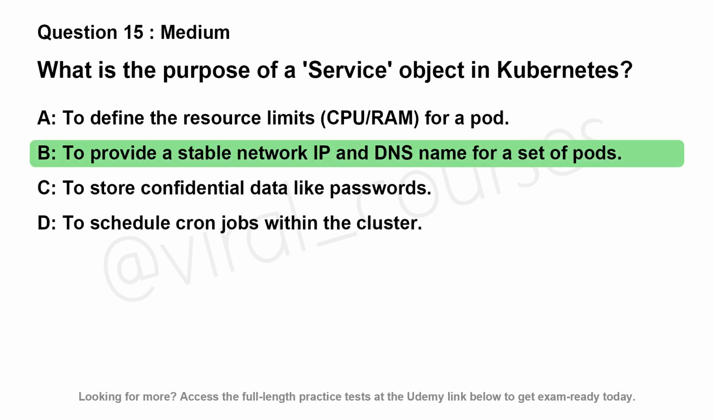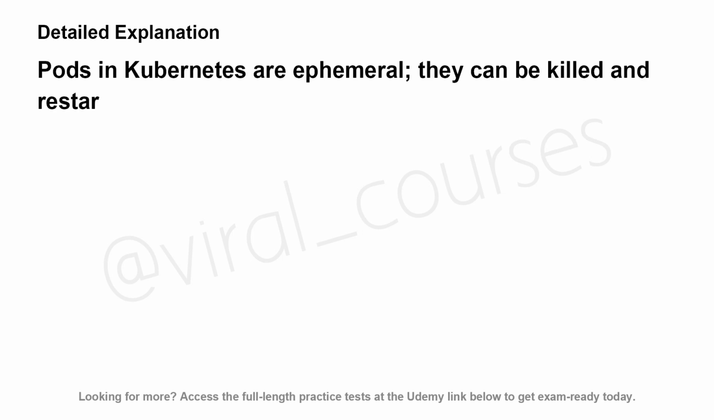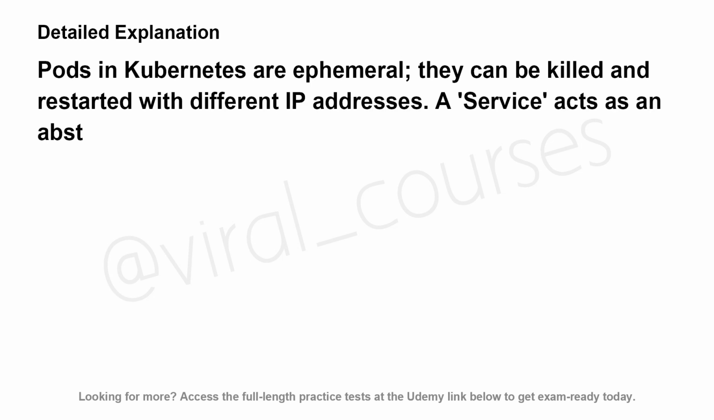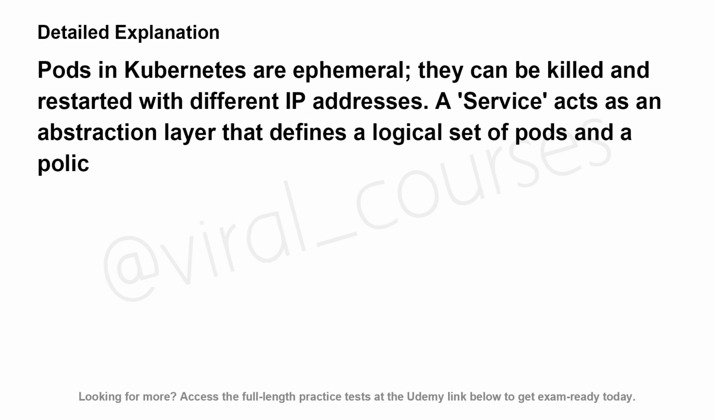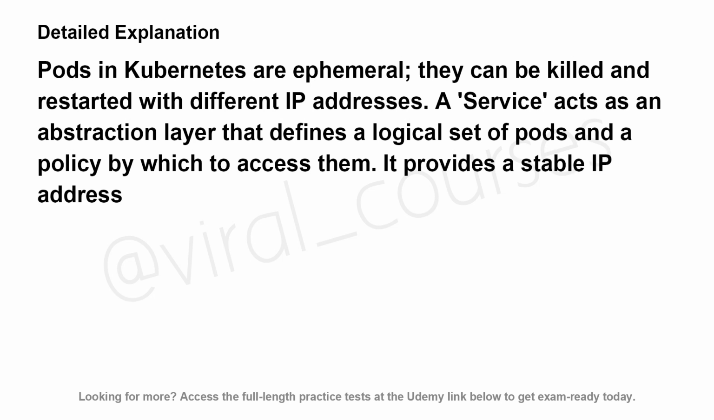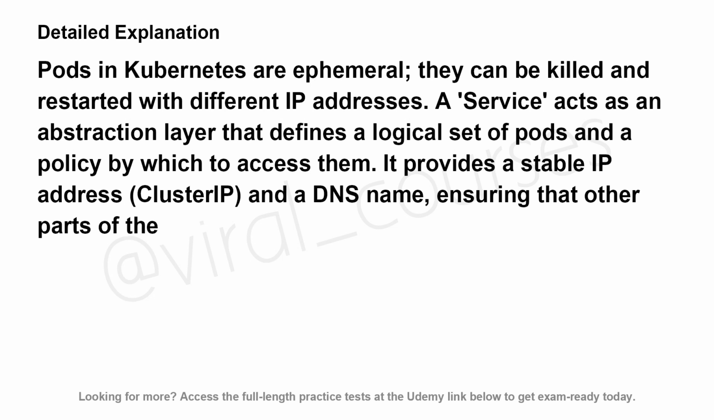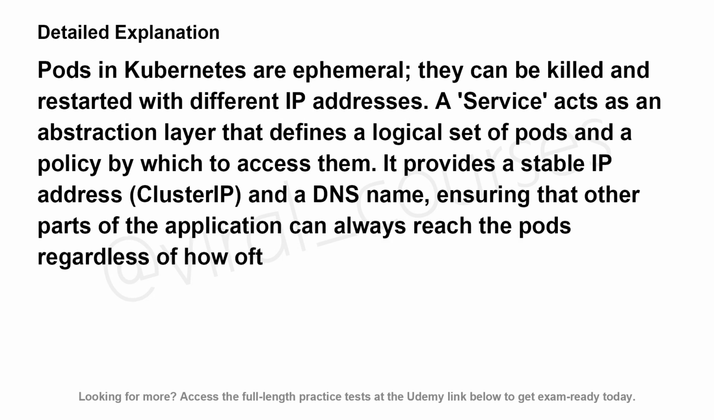The correct answer is B. Pods in Kubernetes are ephemeral. They can be killed and restarted with different IP addresses. A service acts as an abstraction layer that defines a logical set of pods and a policy by which to access them. It provides a stable IP address, cluster IP, and a DNS name, ensuring that other parts of the application can always reach the pods regardless of how often they are rescheduled.